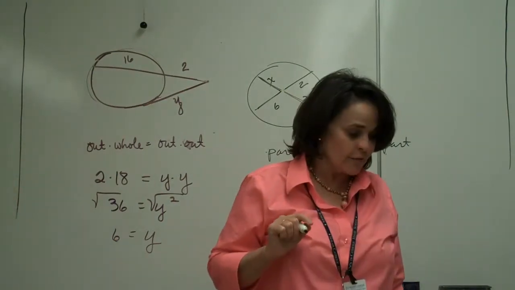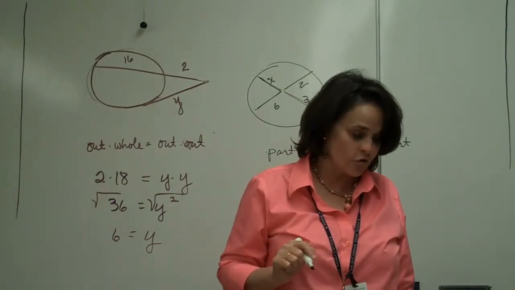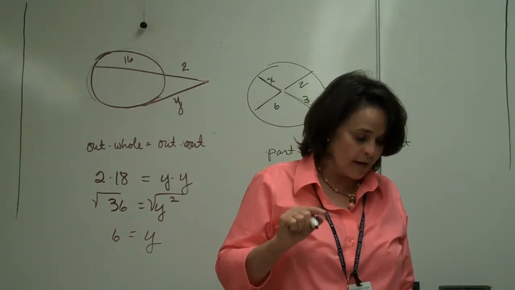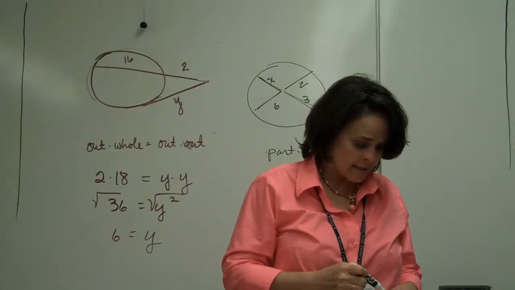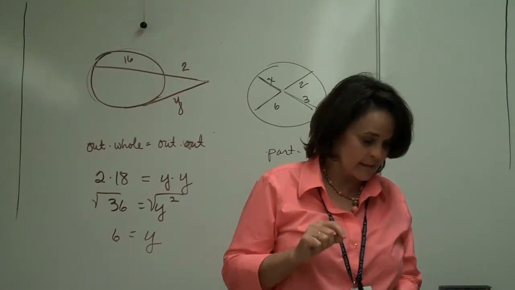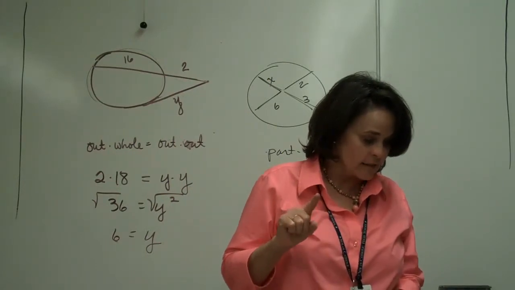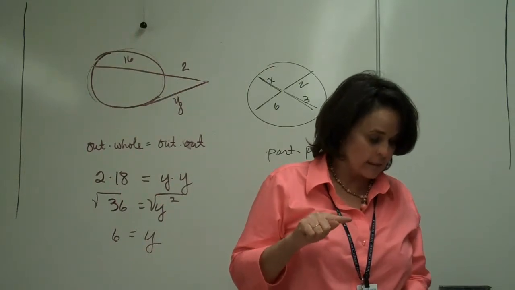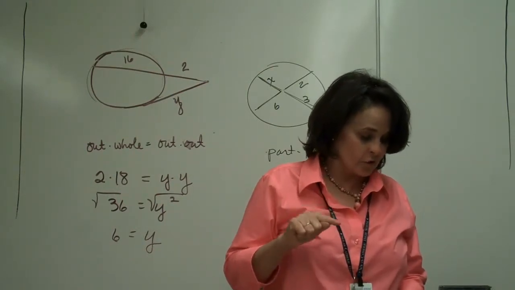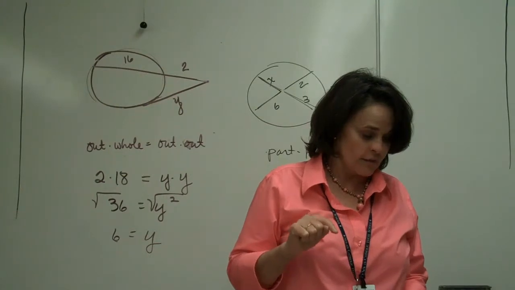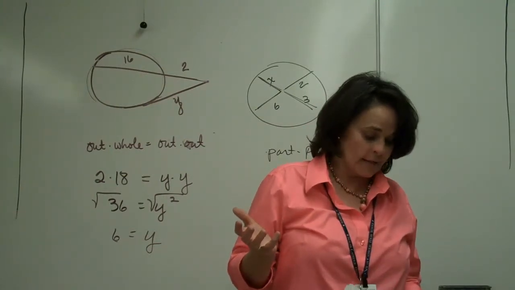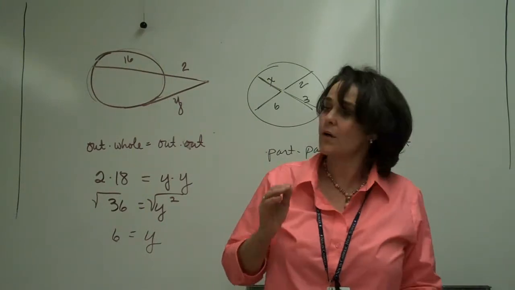Ta-da! 7. If two secant segments are drawn from an external point to a circle, then the product of the measures of one secant segment and its external part is equal to the product of the measures of the other secant segment and its external part. And this is called the secant-secant power theorem. Man, they make it so darn hard, and it isn't, okay?